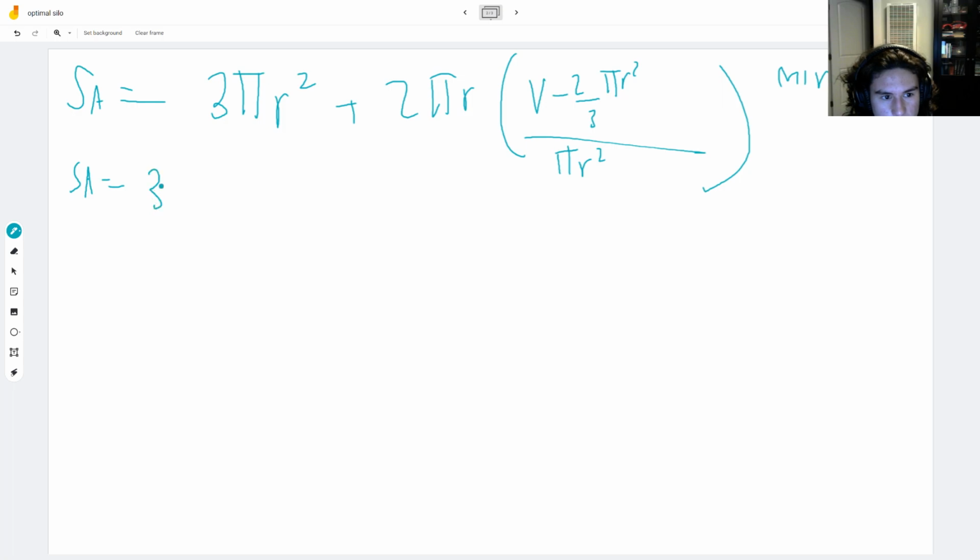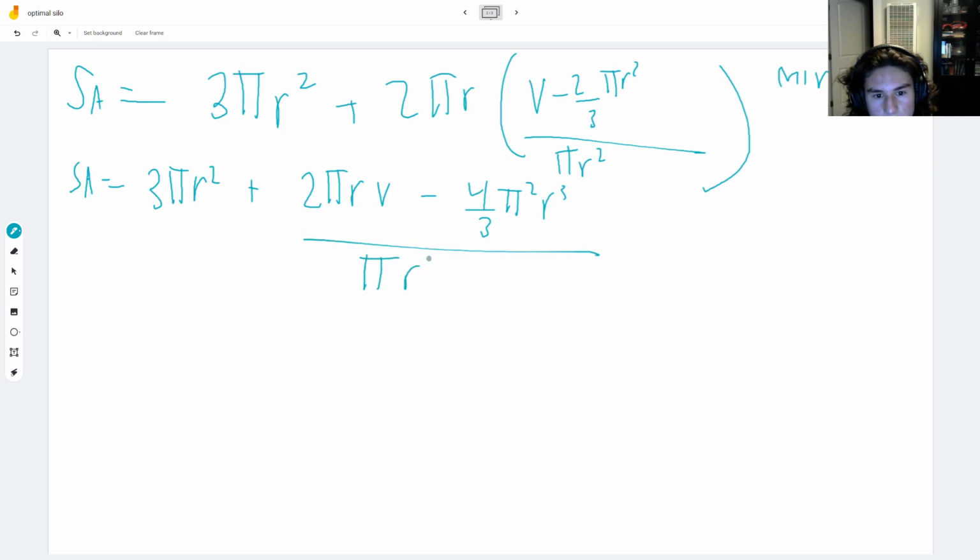So surface area equals 3 pi r squared plus, I'm going to distribute this out, 2 pi r V minus 4/3 pi squared r to the power of 3. And then this is all just divided by pi r squared. So right away, we see some issues still that we can get rid of. So get rid of the r. This goes to 2. This one will go to r to the power of 1. Get rid of the pi here.